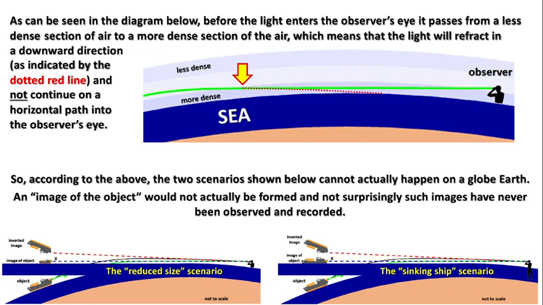As can be seen in the diagram below, before the light enters the observer's eye, it passes from a less dense section of air to a more dense section of air, which means that the light will refract in a downward direction, as indicated by the dotted red line, and not continue on a horizontal path into the observer's eye. So according to the above, the two scenarios shown below cannot actually happen on a globe Earth. An image of the object would not actually be formed, and not surprisingly, such images have never been observed and recorded.